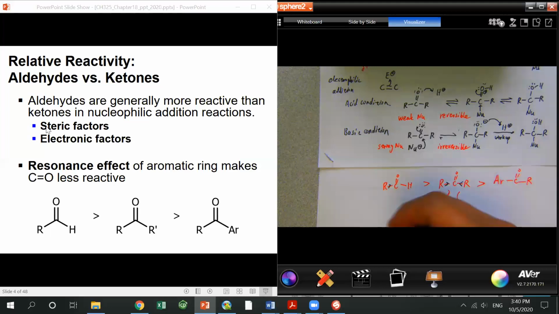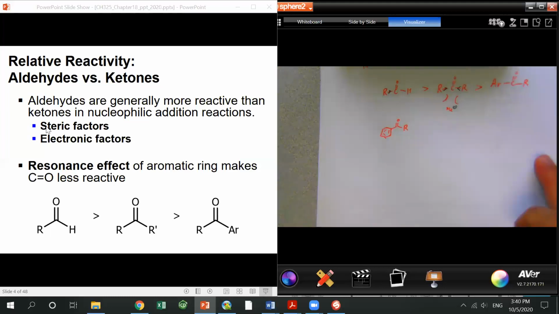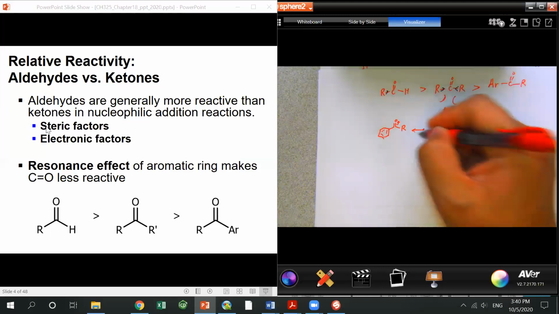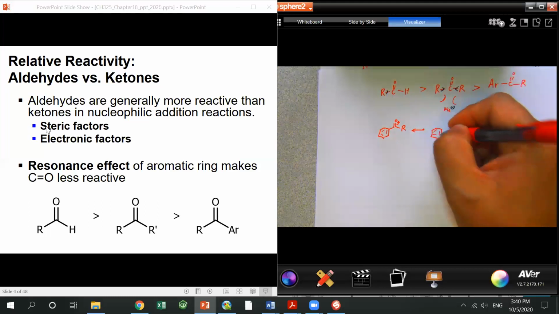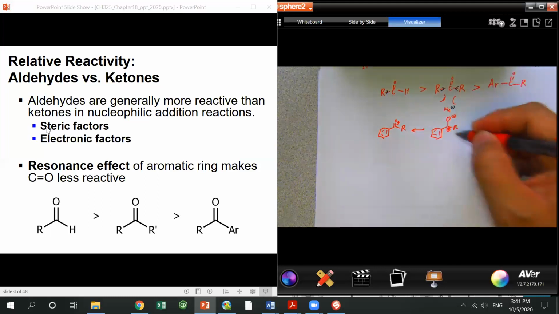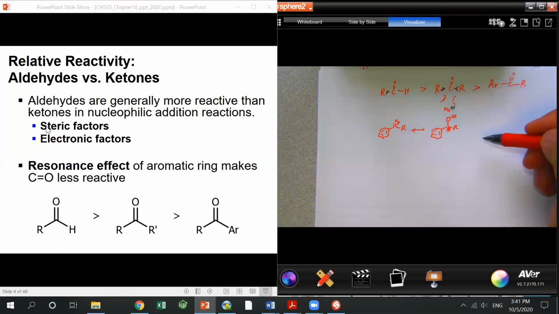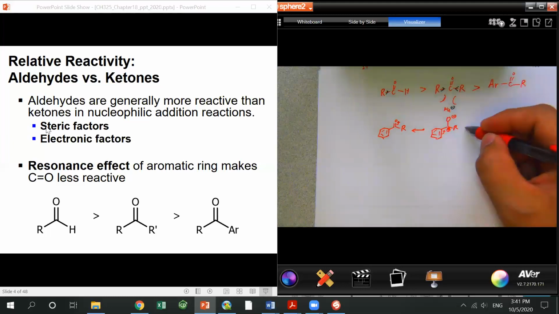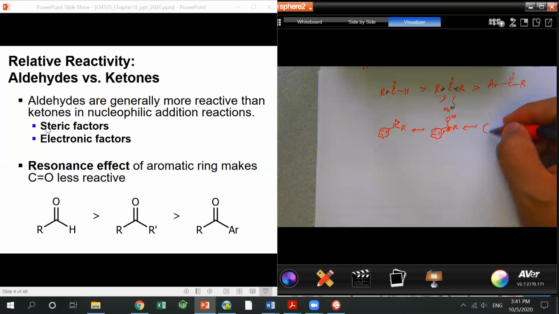I'll draw benzene as an example, and then you can draw resonance structures. For the regular aldehyde or ketone, you can only draw one resonance structure. But for the benzene-conjugated aldehyde or ketone, you can further draw probably three more resonance structures.